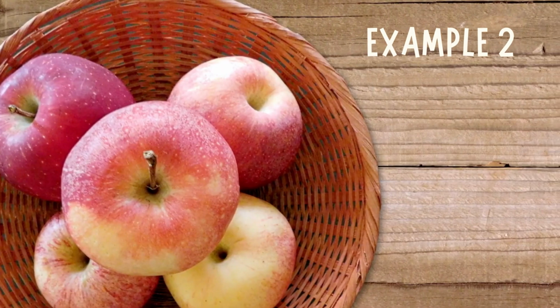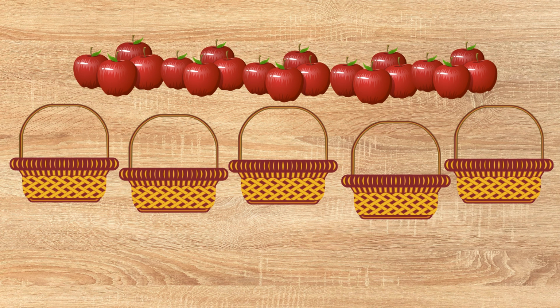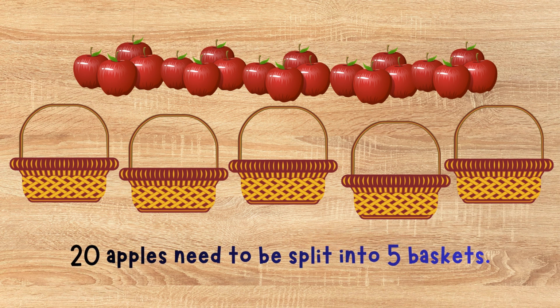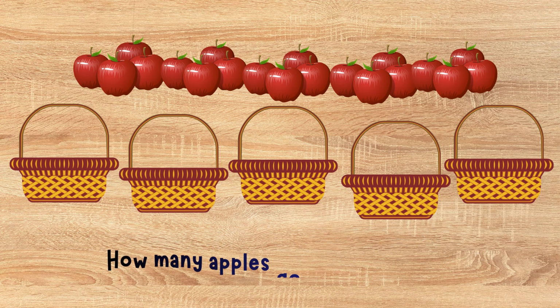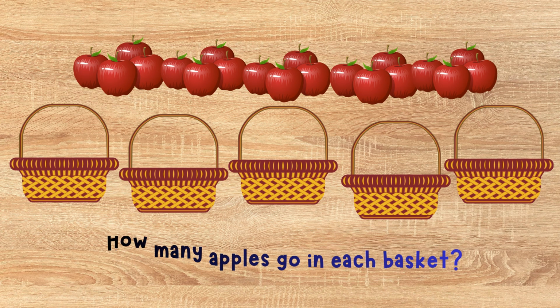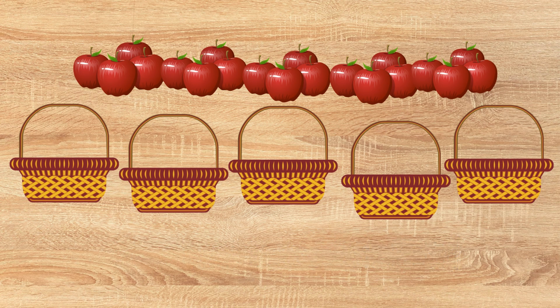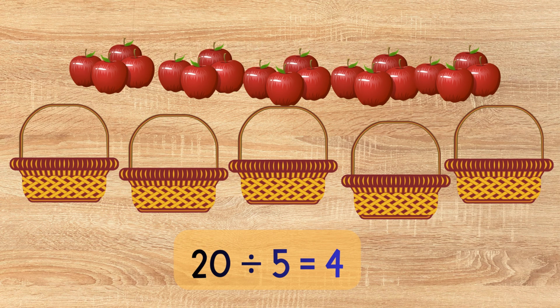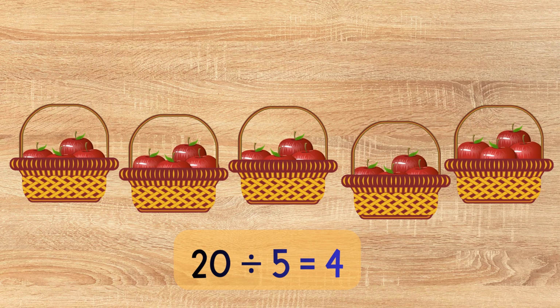Example 2. Apples. Next one. Ready? 20 apples need to be split into 5 baskets. How many apples go in each basket? We can divide 20 by 5. That's 4 apples per basket.